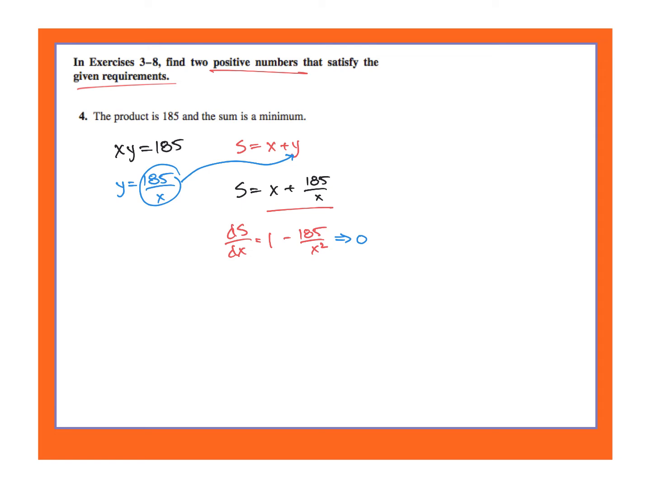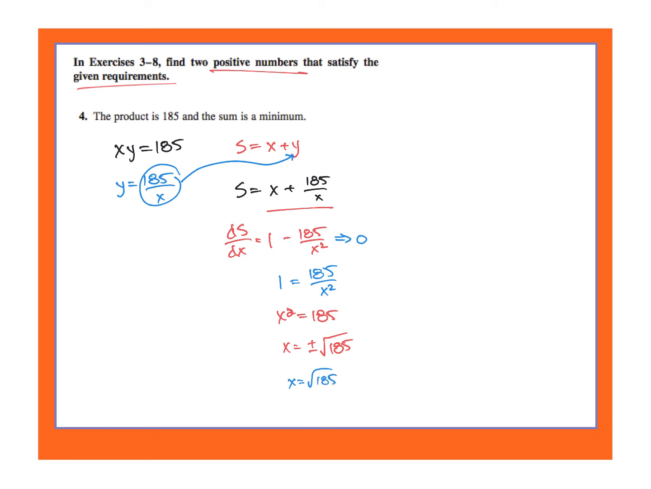So then I end up getting 1 minus 185 over x squared equal to 0, so 1 is equal to 185 over x squared, right? Well, how do I start solving for x squared? Multiply by x squared, and then I get x squared is equal to 185. And then we square root both sides. So I get x is equal to plus or minus, really, square root 185. Now, is it going to be the negative one? No, that's the extraneous solution. So we end up getting x is equal to square root 185.